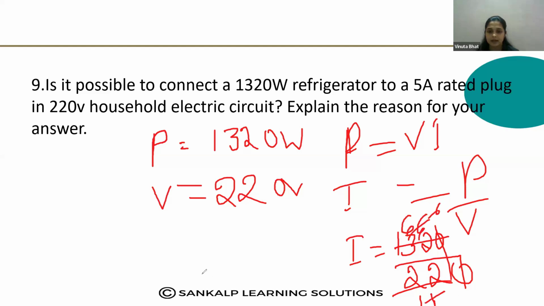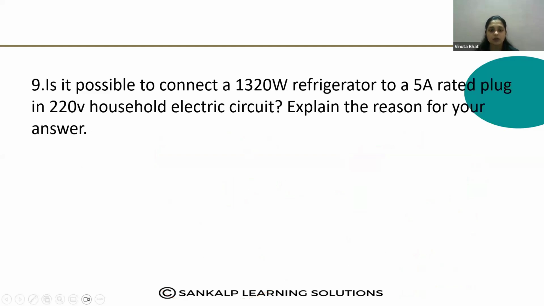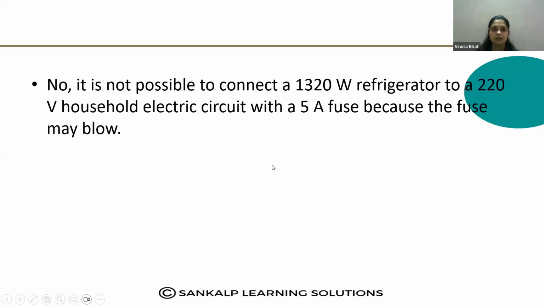The current drawn by this refrigerator is 6 ampere, but the plug is rated 5 ampere. So here the fuse will blow, so this connection is not possible. No, it is not possible to connect a 1320 watt refrigerator to the 220 volt household electric circuit with a 5 ampere fuse because the fuse may blow.